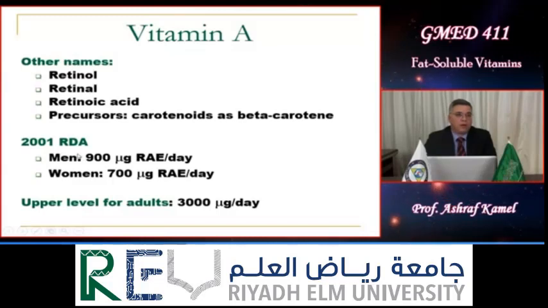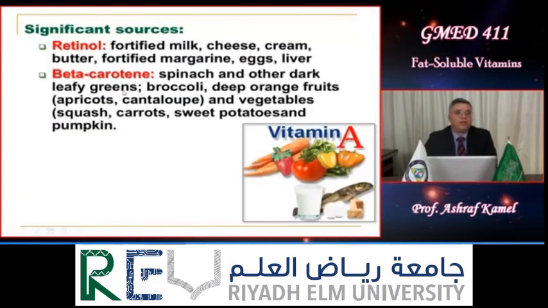In 2001, the RDA for men was 900 micrograms per day, and for women was 700 micrograms per day. The upper level for adults is 3000 micrograms per day. Sources for retinol, the animal sources like fortified milk, cheese, cream, butter, fortified margarine, eggs, and liver. For the beta-carotene, spinach and other dark green leafy vegetables, broccoli, deep orange fruits, apricots and cantaloupe, vegetables like squash, carrots, sweet potatoes, and pumpkin.